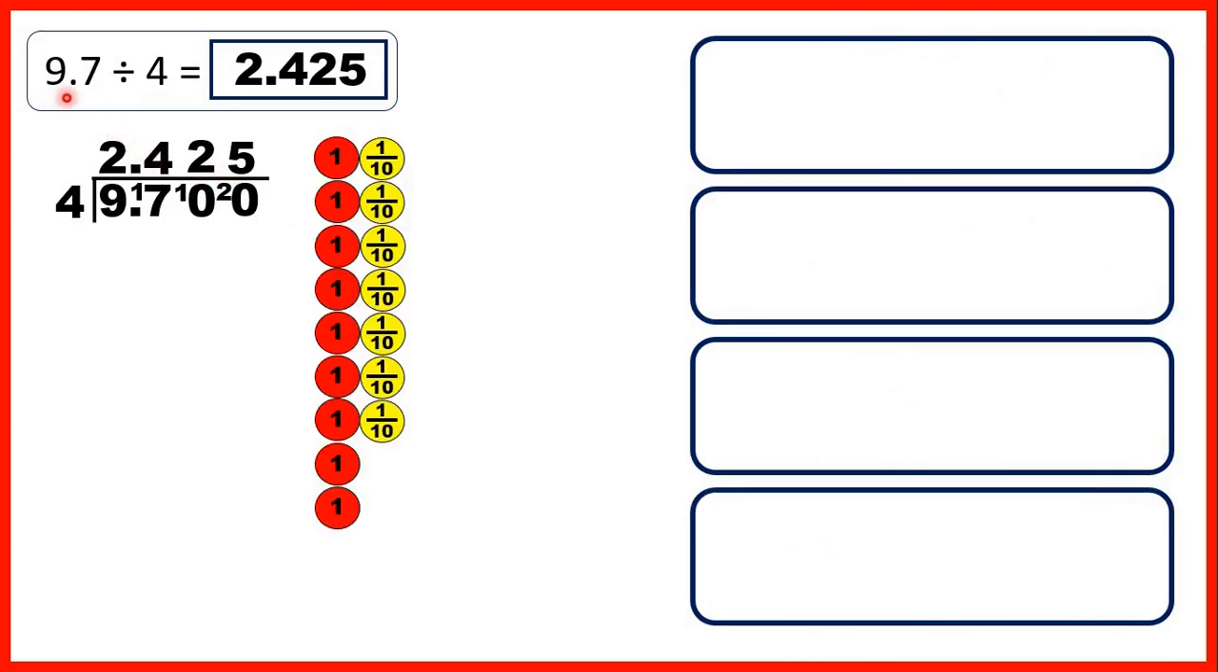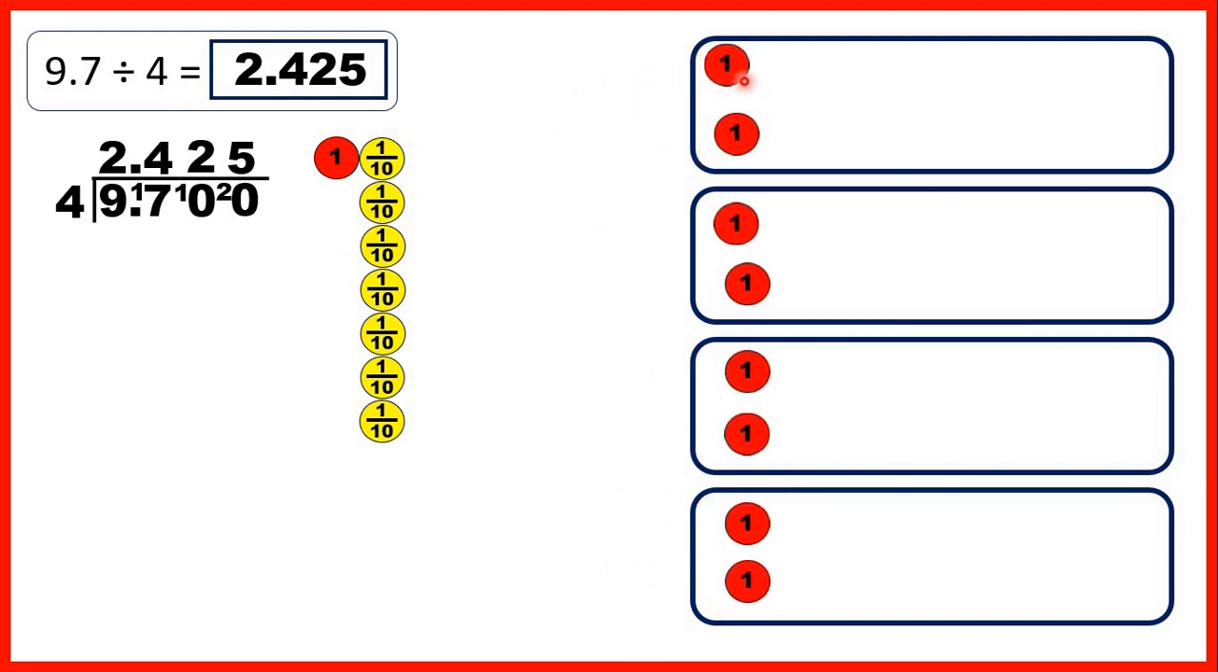Then we had 9.7, so 9 ones and 7 tenths, and we were dividing by 4. 9 divided by 4 is 2 remainder 1, because we can share out the ones so that we have 2 in each group, but then we have 1 left over.